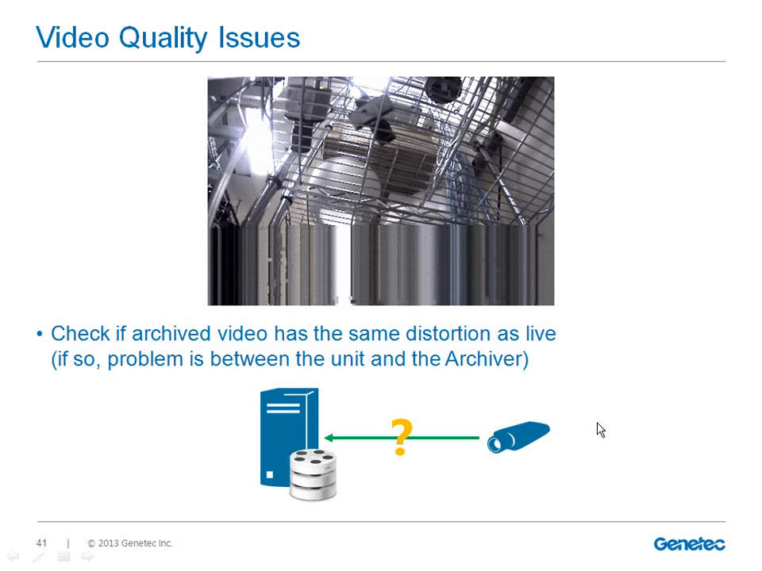Now, the first thing to check is the source of the problem. If you're seeing the distortion in the live video, check the archive video for that camera as well. If you're seeing it in both, the problem is likely going to be the video getting to the archiver. If it's on the live video only, you know there's something going wrong between the archiver and the workstation.